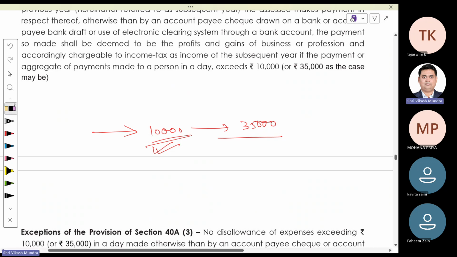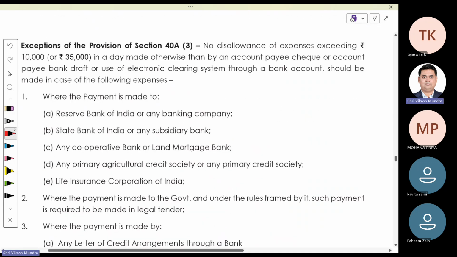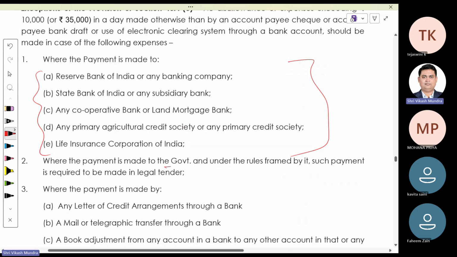However, there are certain exceptions to this rule. If you are making payment to RBI, State Bank, Cooperative Bank, or any primary agricultural credit society, or Life Insurance Corporation, irrespective of any amount, you may make payment in cash. If you are making payment to the government and under the rules, you are required to make this payment in legal tender, that is in currency only, you are free to make payment to the government in cash, whatever the amount.